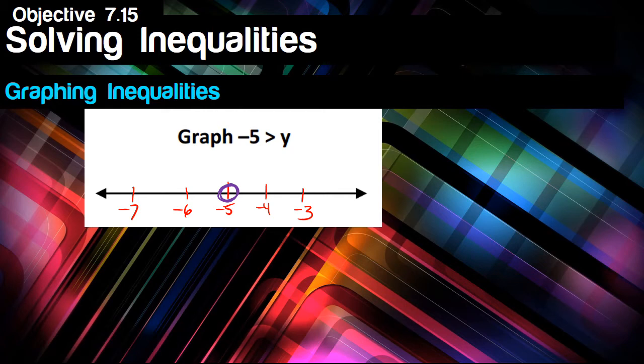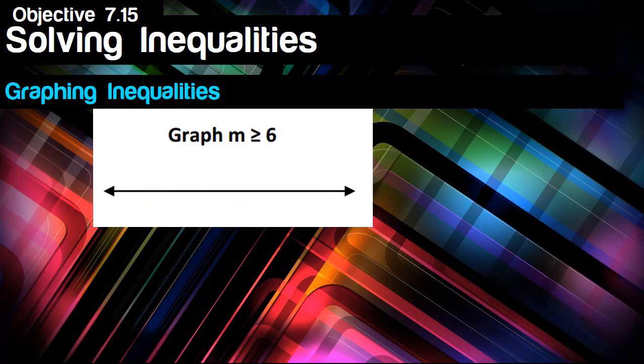So if I started with -4, is -5 greater than -4? Answer is no, so I'm going to put an X there. Help me out. -5 is not greater than -3, but -5 is greater than -6. And -5 is greater than -7. So I'm going to shade in my arrow to the left, going with my smiley faces here, saying that where I'm shading is all the possible solutions.